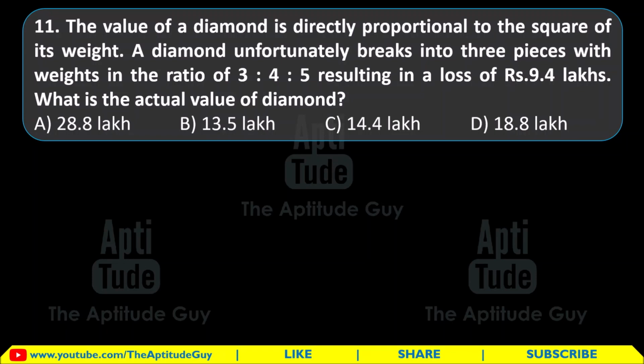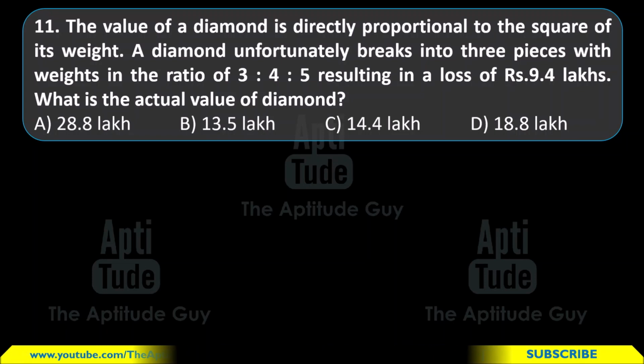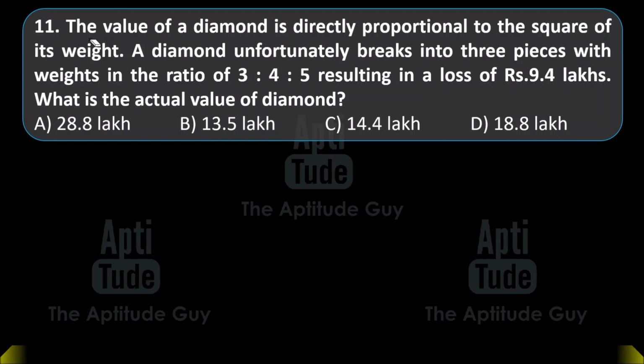Alright, let's do this. Now this is not a very easy question, not a very difficult question either, but slightly calculation heavy. Let's do it. The value of a diamond is directly proportional to the square of its weight. Okay, so value of the diamond is directly proportional to the square of its weight. Now a diamond unfortunately breaks into three pieces with the weights in the ratio 3 is to 4 is to 5.